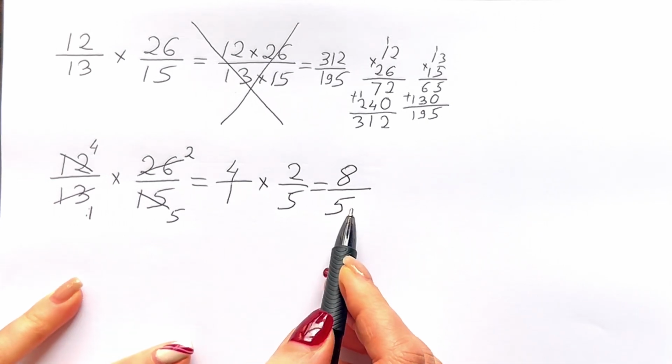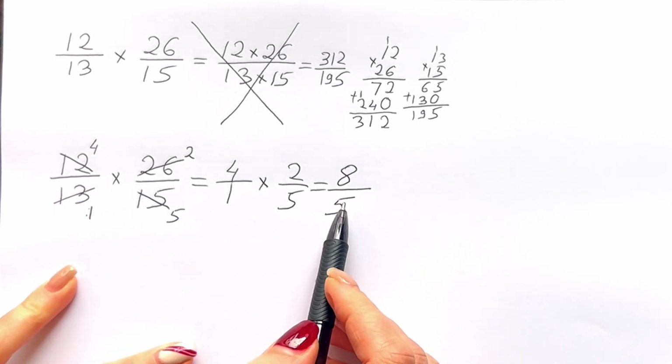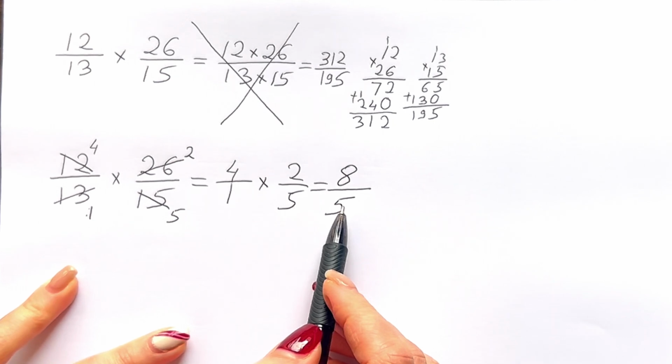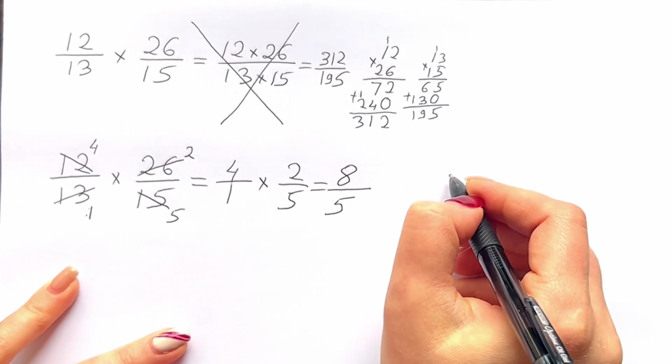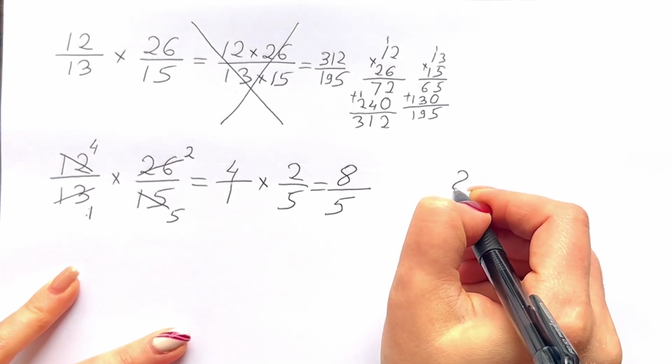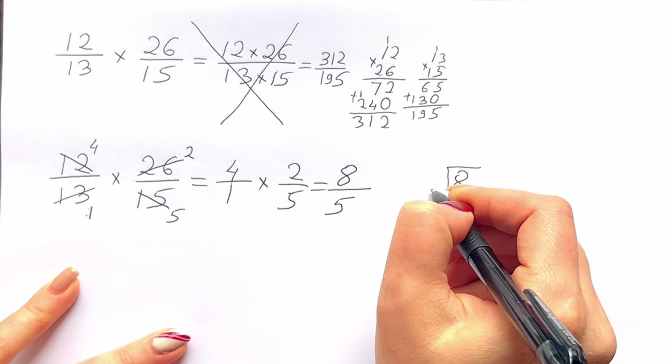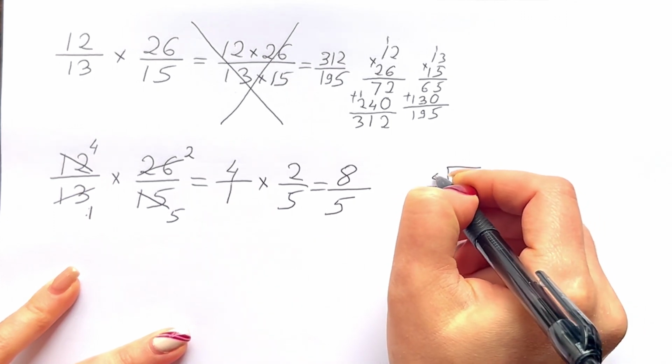Now, because it's an improper fraction, I'm going to make it a mixed number to make it easy to read. To make it a mixed number, I have to divide 8 by 5 to see how many 5s go into 8.